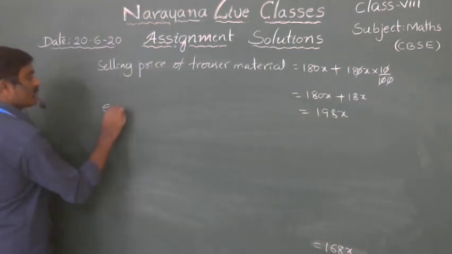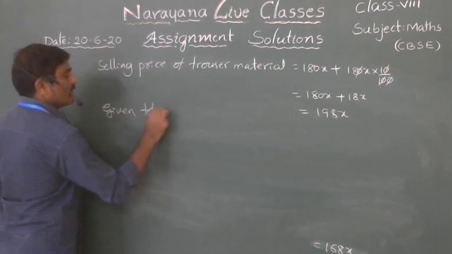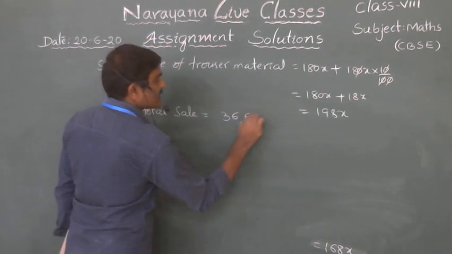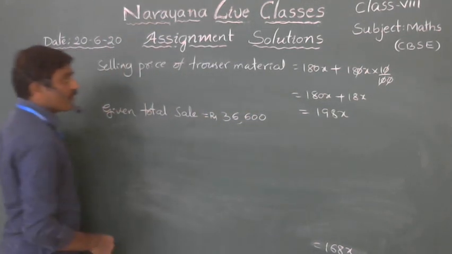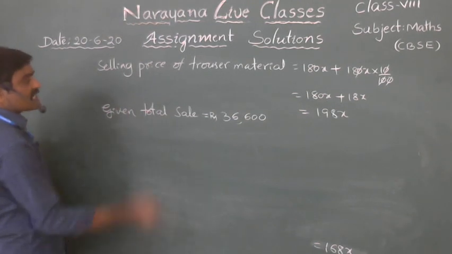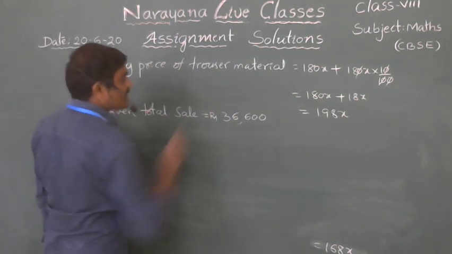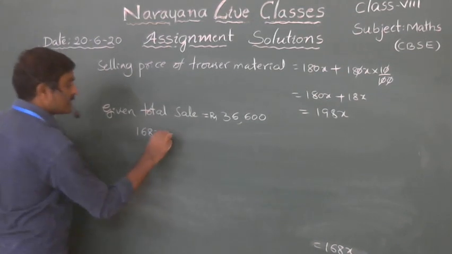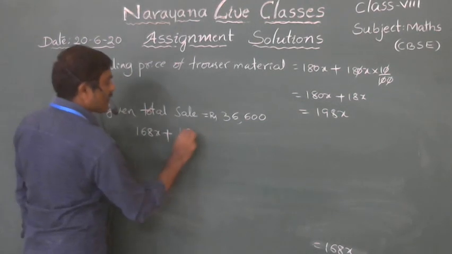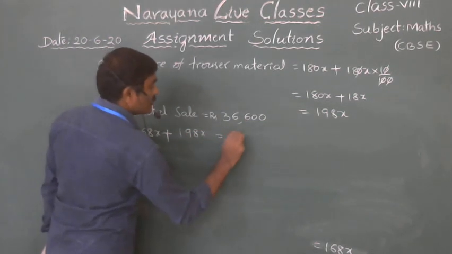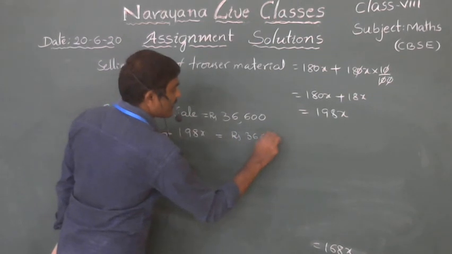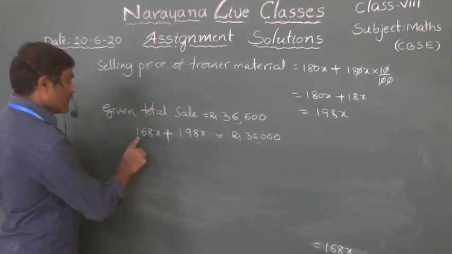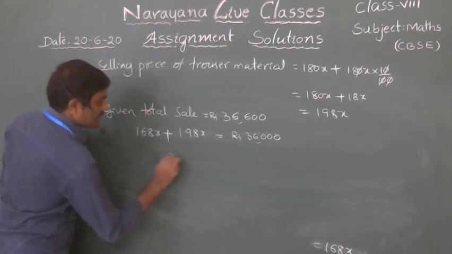What is the total sale? 36,600 rupees. How will you get the total sale? Selling price of the shirt material plus selling price of the trouser material. Selling price of the shirt material is 168x plus selling price of the trouser material is 198x, equal to 36,600 rupees. So 168x plus 198x is 366x.